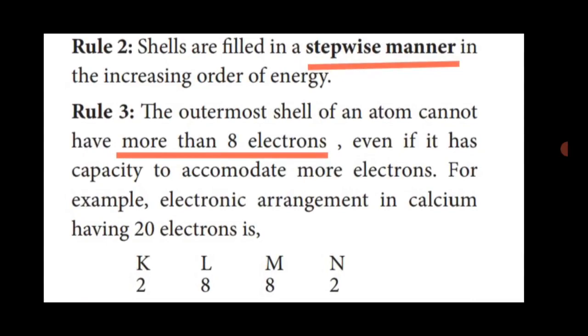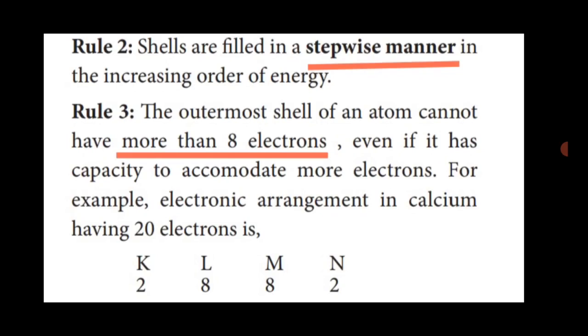Let's see rule number 3. The outermost shell of an atom cannot have more than 8 electrons, even if it has the capacity to accommodate more electrons. For example, the electronic configuration of calcium, having 20 electrons. So what is the electronic configuration of calcium?